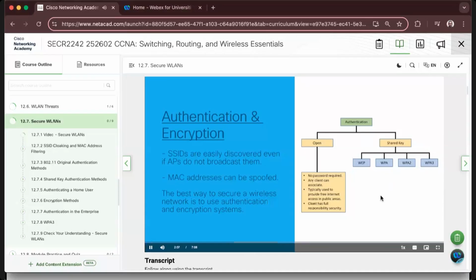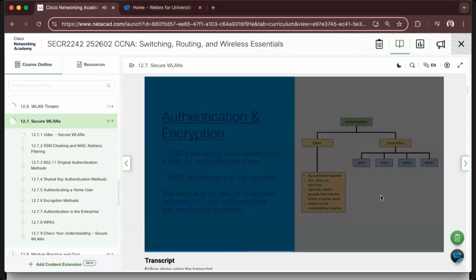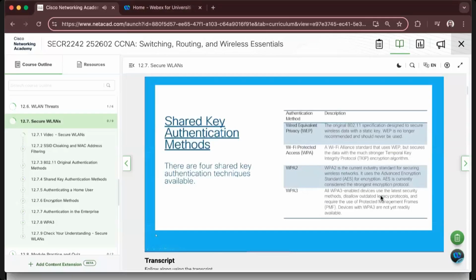With shared key authentication, there are mechanisms such as WEP, WPA2, and WPA3 to authenticate and also encrypt data between the wireless client and the access point. The concern here is that the password must be pre-shared between both parties to connect to the network. Within the shared key authentication methods category, there are four different techniques involved.